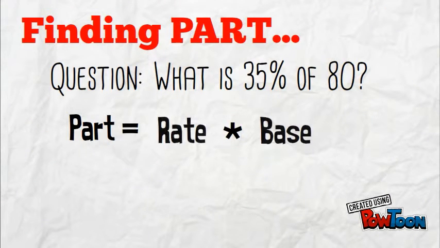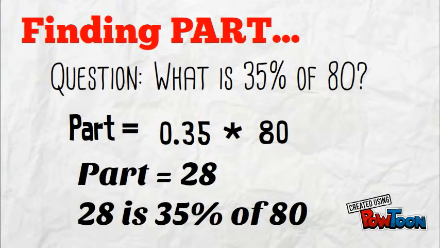Here's an example to find part. Question is, what is 35% of 80? Part is equal to rate times base, and substitute the numbers, and the answer is 28. 28 is 35% of 80.